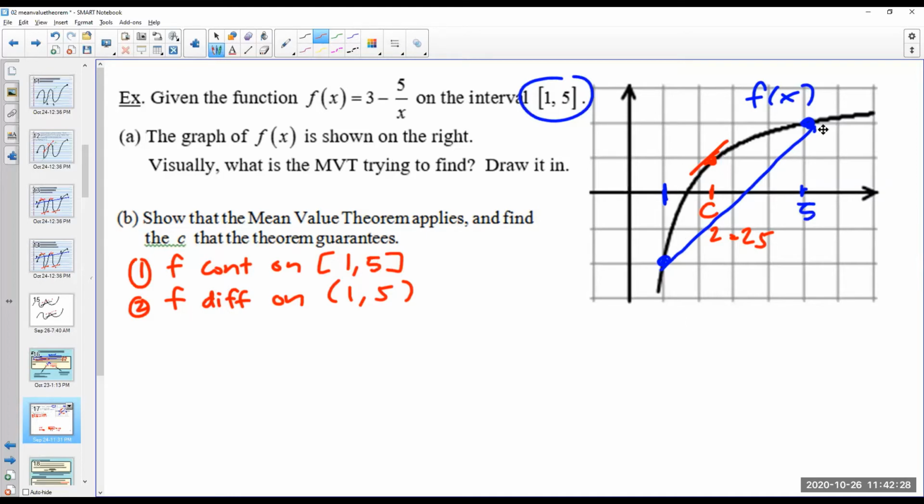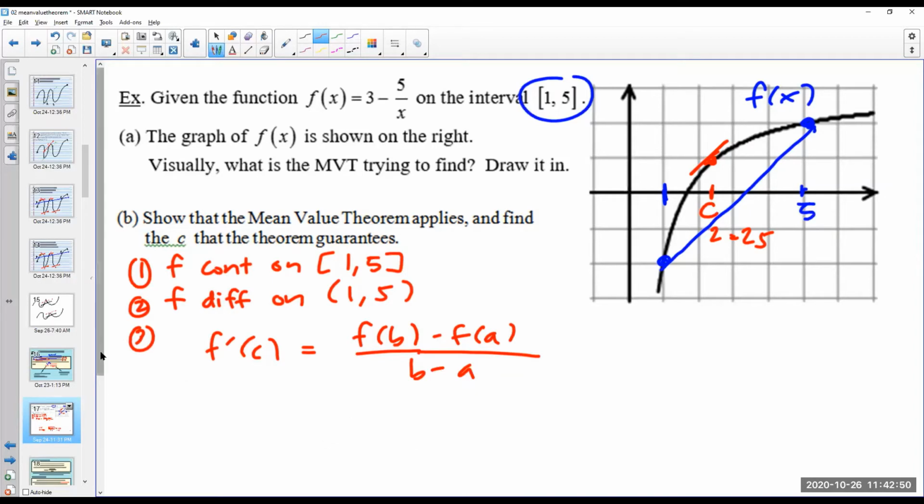If these two conditions apply, do they apply, guys? Am I smooth and continuous right here between 1 and 5? Yes. Then third, f prime of C must equal f of b minus f of a, all over b minus a. This must be true at at least one point. It might be true at more points, but at least one point. So let's go find those points or point.